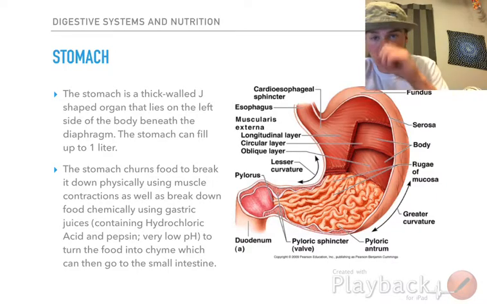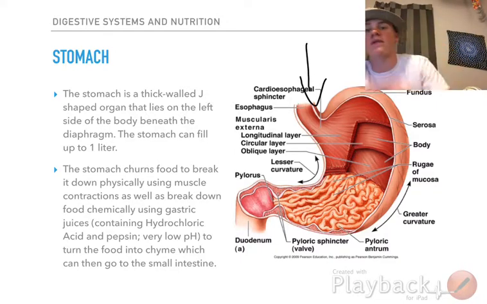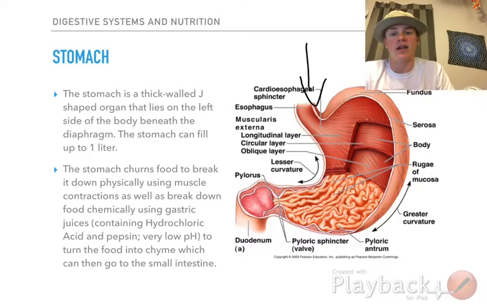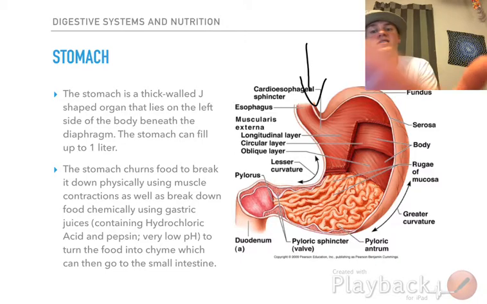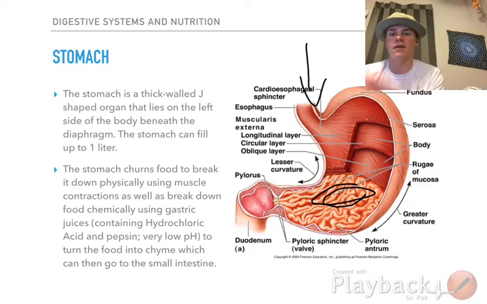So you can see here in the picture, it's composed of a lot of parts, but the food comes in through the cardioesophageal sphincter, and then it comes into the body, and then you can kind of see here this rugae of mucosa is what it's called on the bottom. This is what helps churn it. It's kind of like a rough muscle on the bottom. And then it goes down through the J shape and through the pyloric sphincter valve, and then into the pylorus, and then that brings into the duodenum, which is the start of the small intestine.